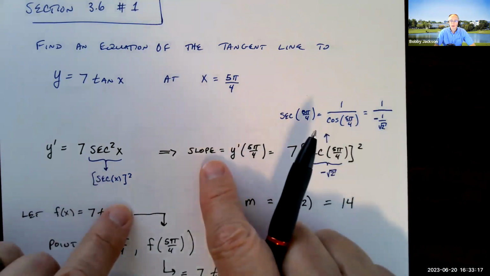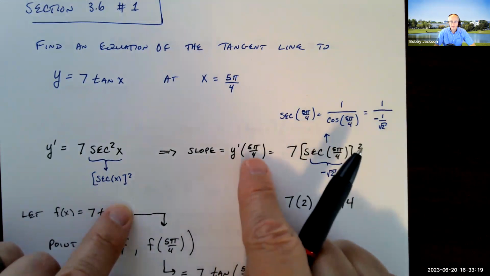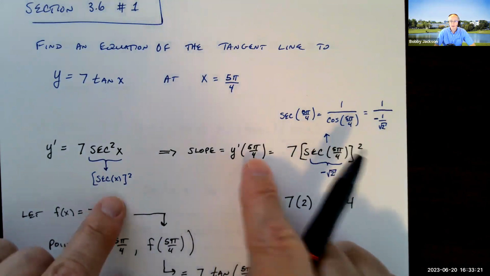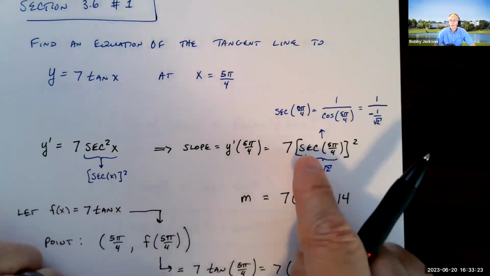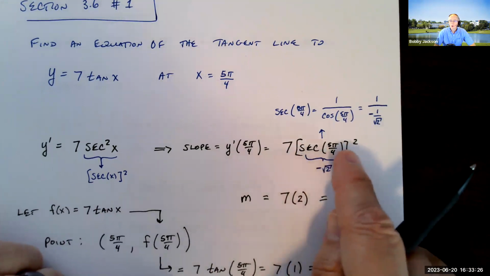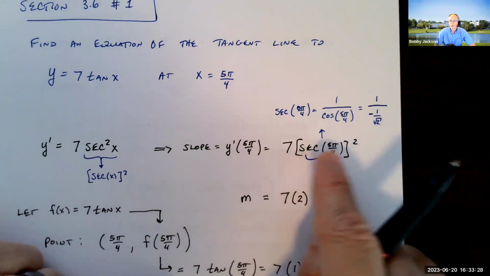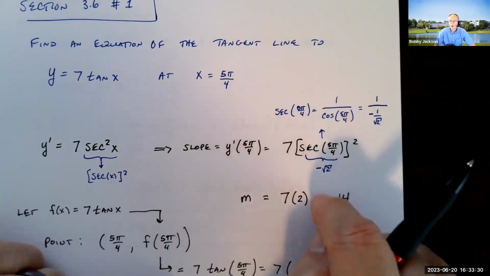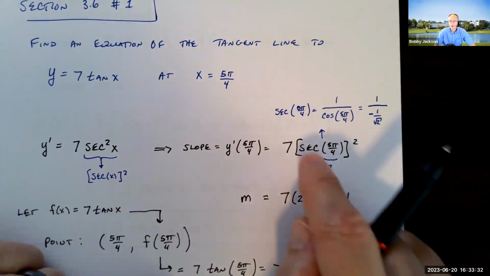So the slope will be the derivative evaluated at 5 pi over 4. So I replace x with 5 pi over 4. And I'm looking therefore at 7 times the quantity secant of 5 pi over 4 squared. What is secant of 5 pi over 4? Well, it's negative the square root of 2. How do I know that?